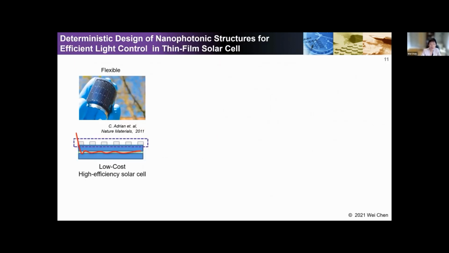So I want to show you that in our research, we have evolved from the deterministic approach to the more stochastic approach for nanomaterial design. Here is an example. It's a solar cell design example where we designed the surface pattern to achieve light control, which is measured by the energy absorption here.